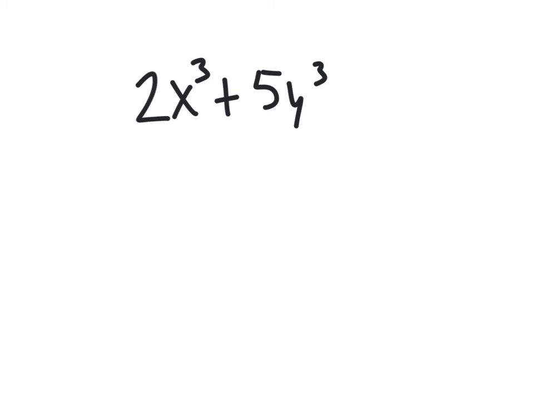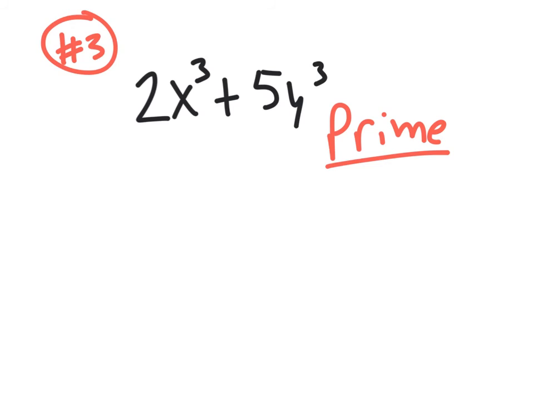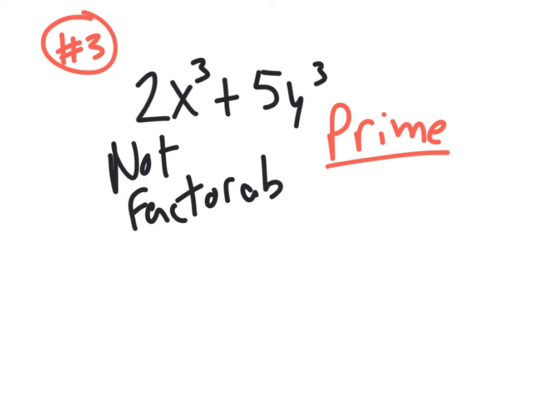It's not factorable. Now, on this section of the book, if it's not factorable, they ask you to write the word prime. Prime. So number 3, the second question on your homework, the answer is prime. That simply means not factorable. If it were an equation, you wouldn't be able to get answers to this. It's not factorable. Not able to factor.